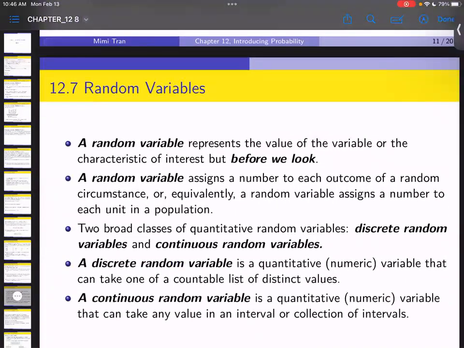And now we continue with 12.7, random variables. This is where most statistics students don't understand what that means. Like they just listen to stat instructors say random variable, and they have no idea what that means. A random variable represents the value of the variable or the characteristic of that variable before we look.